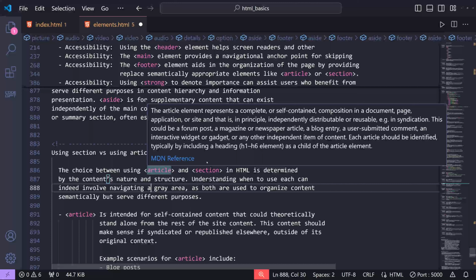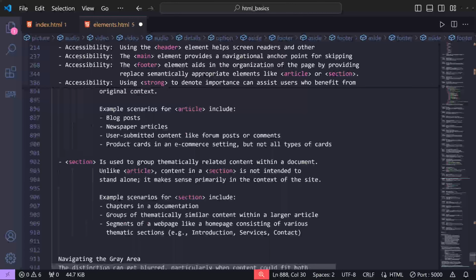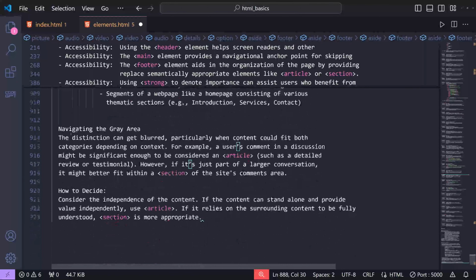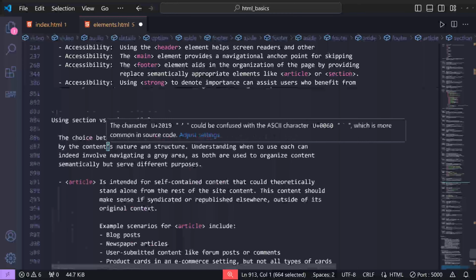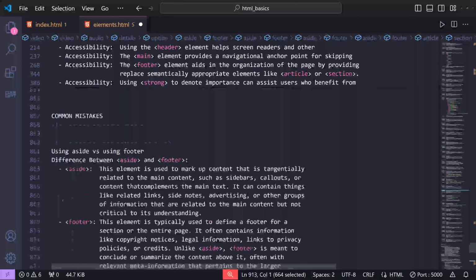Where is this an article? Is this in a section? How am I to know? Try to ask yourself these kind of questions. And then I'll also talk about navigating that gray area down here. You see, everything you find in this file is here to help you navigate future assignments and projects within this course. So please see them as such. They are the help that you need to solve these things.